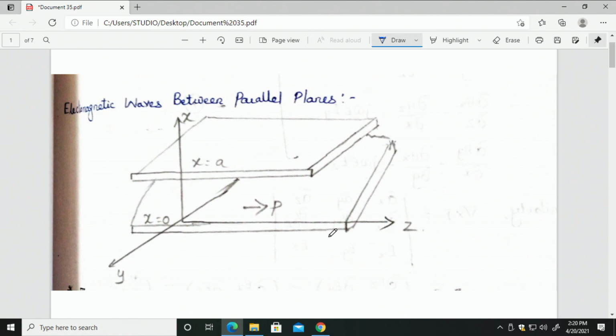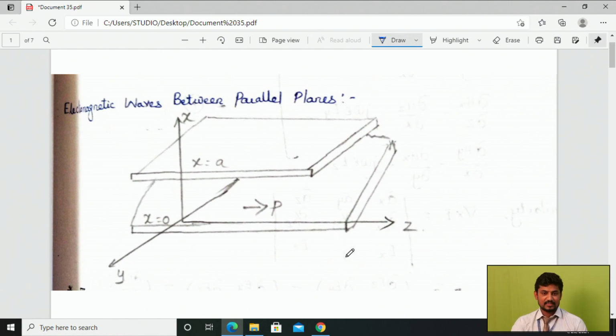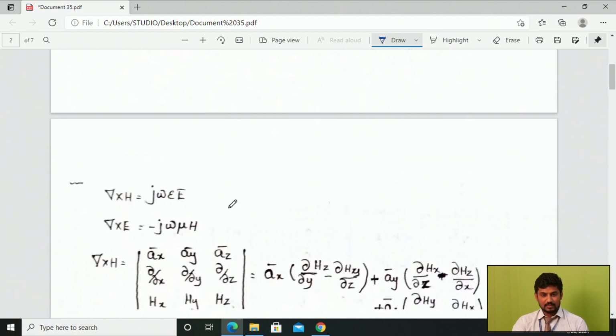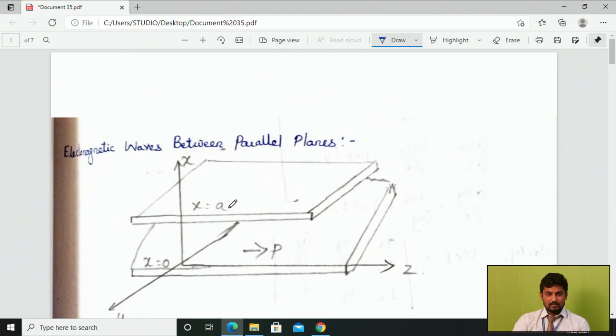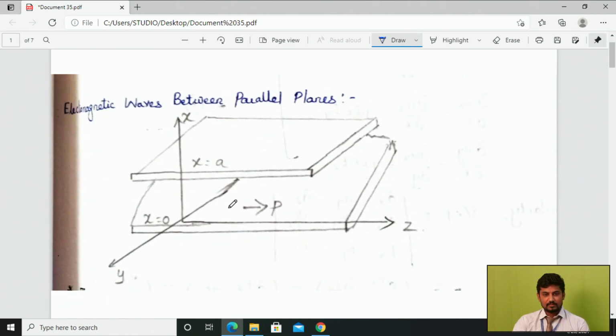Next we are going to see our topic: electromagnetic waves between parallel planes. See, these are parallel planes. There are two parallel planes. In electromagnetics between parallel planes, we are used to find the electric field strengths Ex and Ey and the magnetic field strengths Hx and Hy. Now we will see how we derive these four equations.